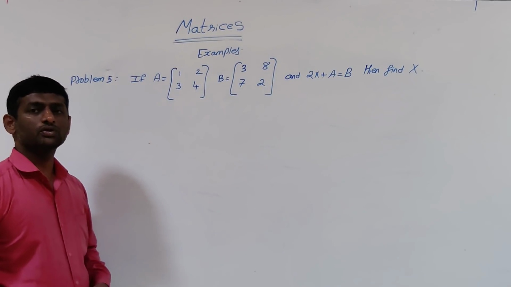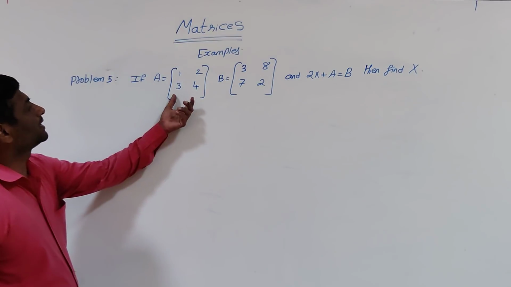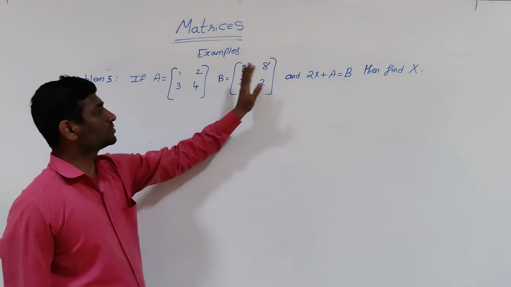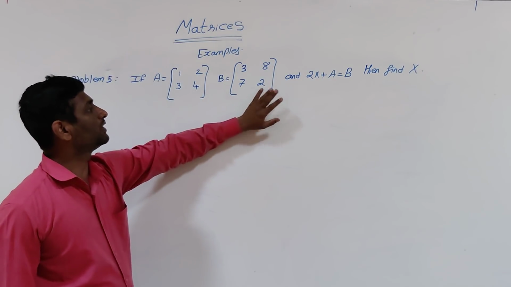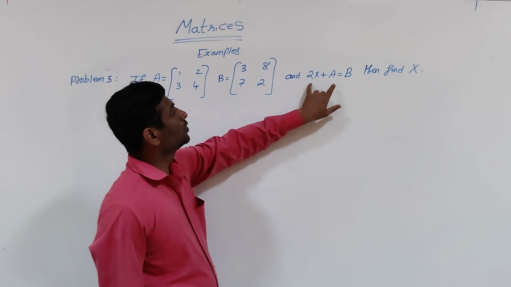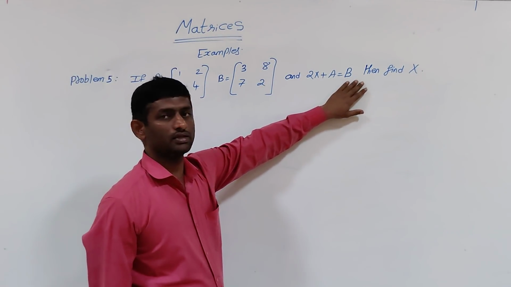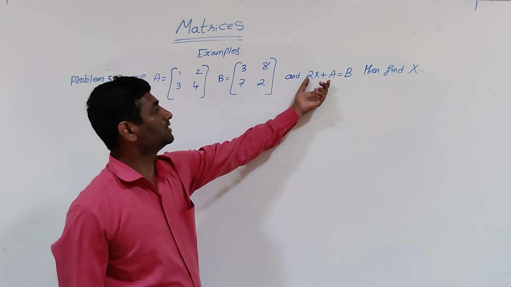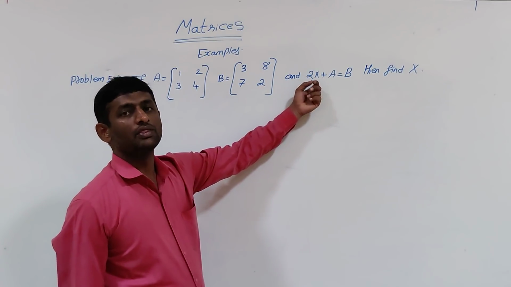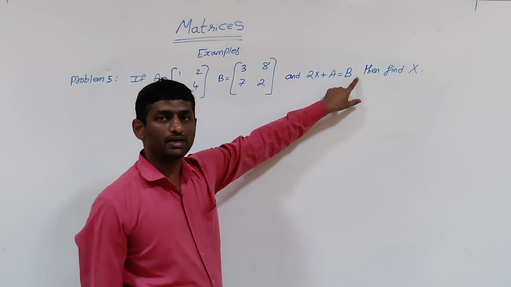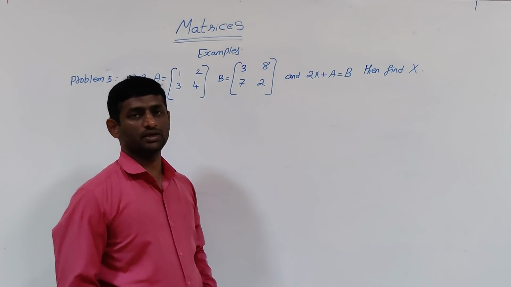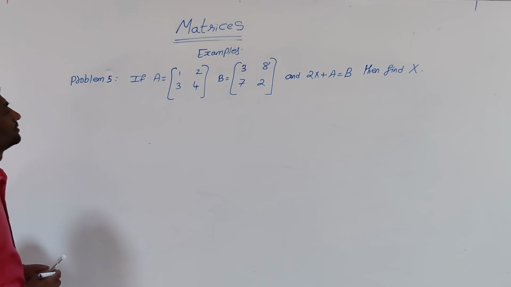Now we will see one more new problem. That is, if A is a matrix of size 2 by 2, and the elements are 1, 2, 3, 4, and B is also another matrix of the same size 2 by 2, and the elements are 3, 8, 7, 2. And what is the condition? 2X plus A is equal to B. Means on the left hand side it is 2 into capital X plus A, which gives a new matrix. That matrix should be equal to matrix B. In that case, what is capital X is asked. Now we'll see the solution.